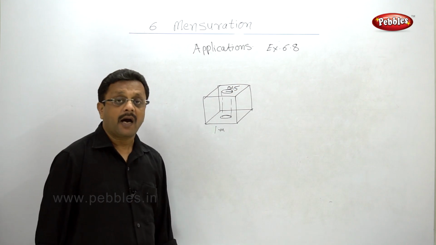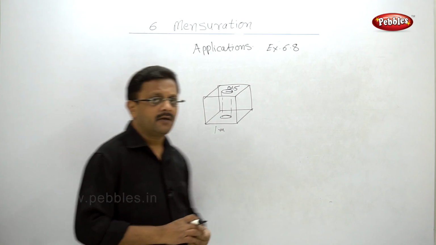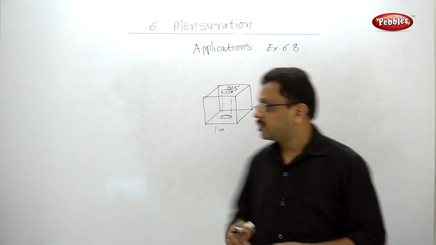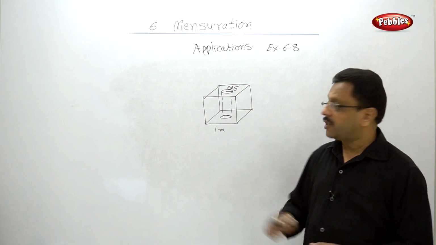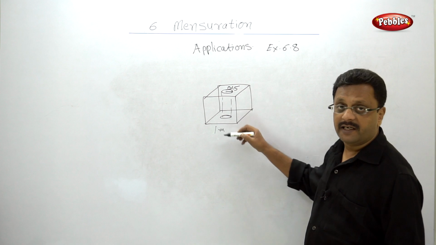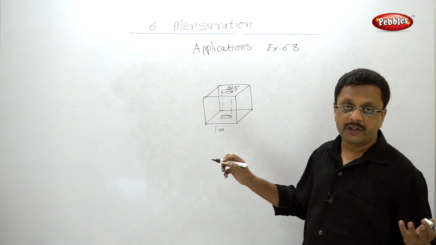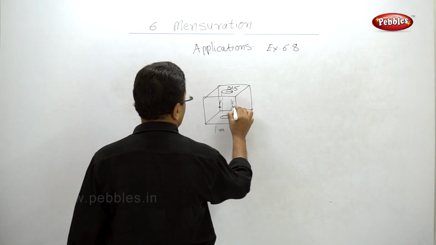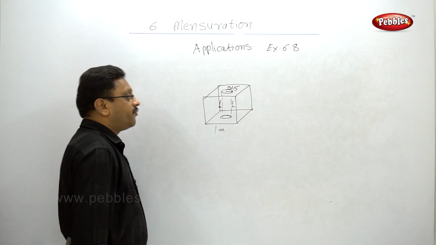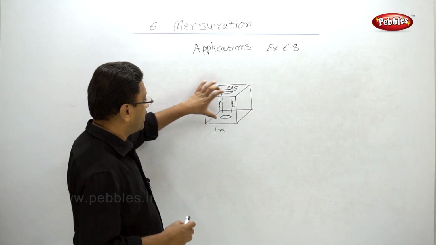And what will be the height? This through hole is in the shape of a cylinder. So what is the height of this cylinder? It is 1 meter, because the side is 1 meter and the hole is through. So this is 1 meter, and the radius is 0.15 meter. So now what you have to do? This much material is removed.